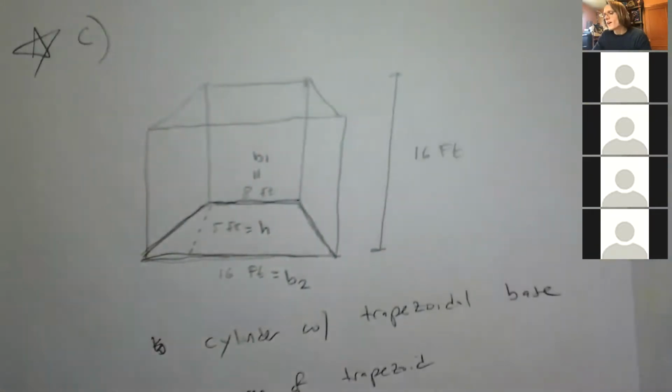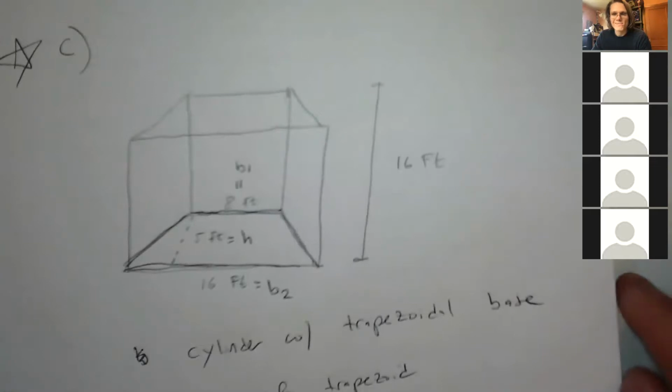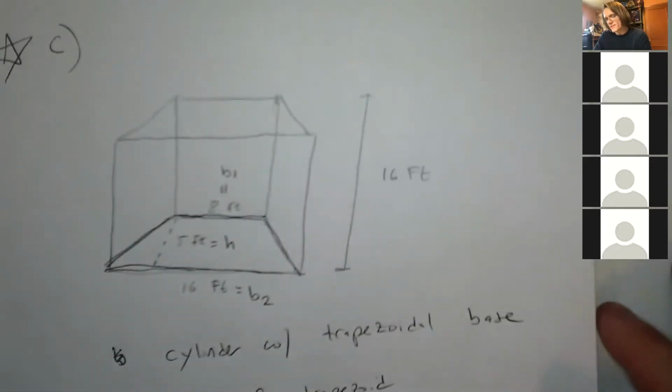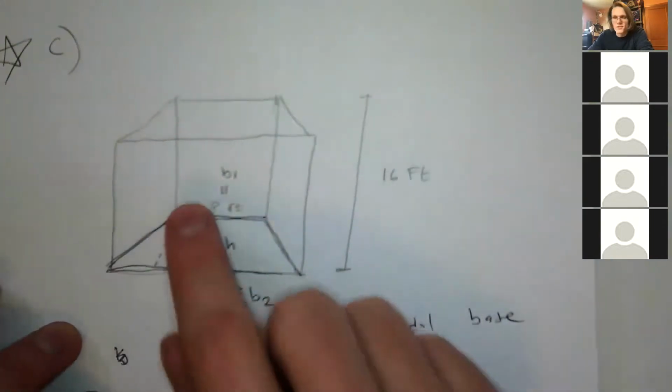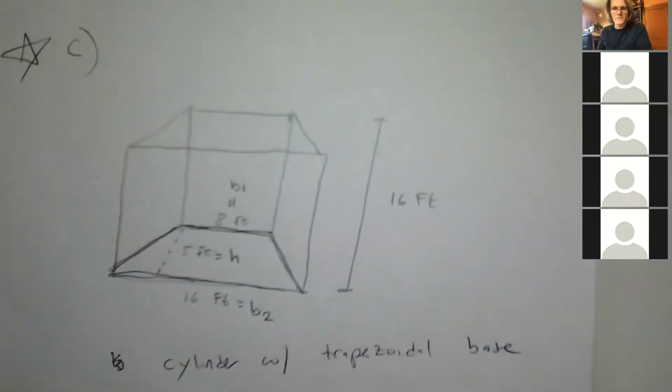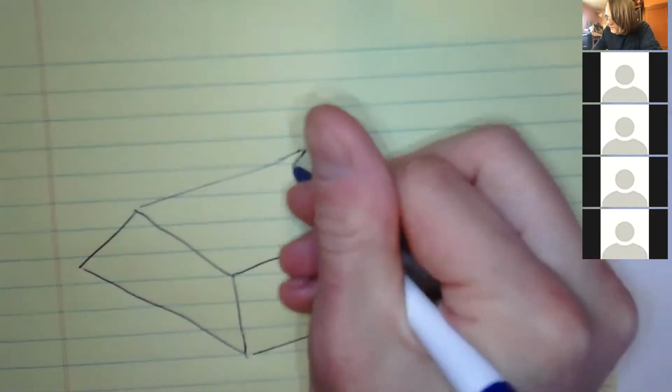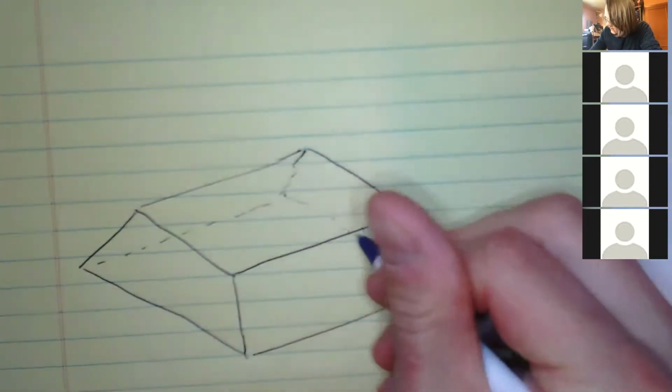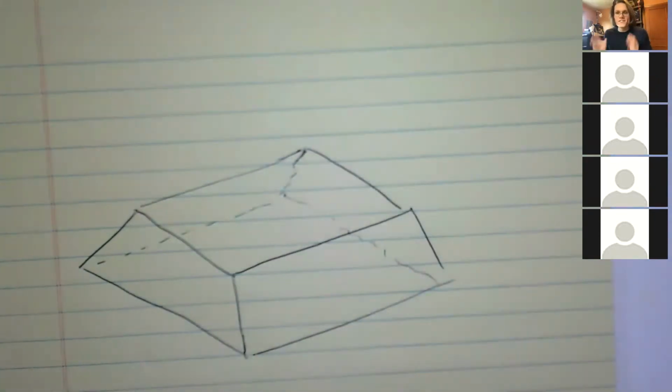Okay, I see what you're seeing. I can understand what you're saying. It kind of looks like the perspective is that this is just a rectangle. I get it. Let me draw it like this, maybe. I understand where you're coming from. It's kind of like the top of a truck.